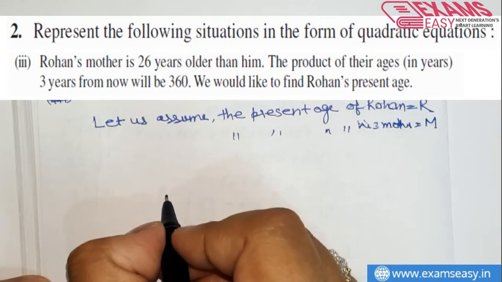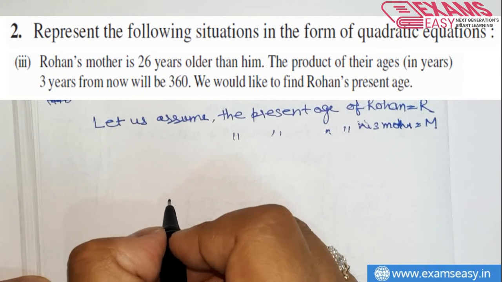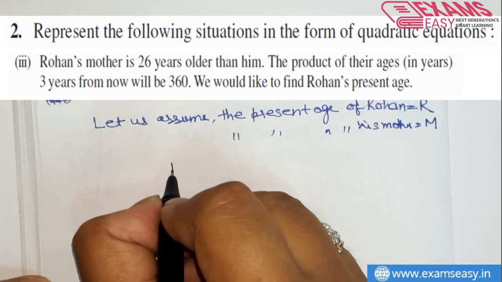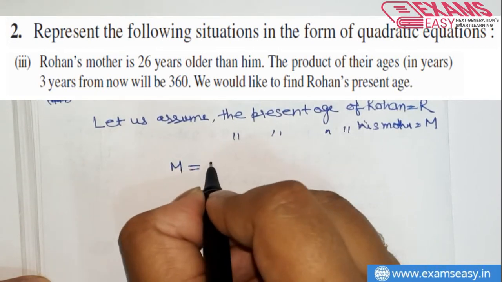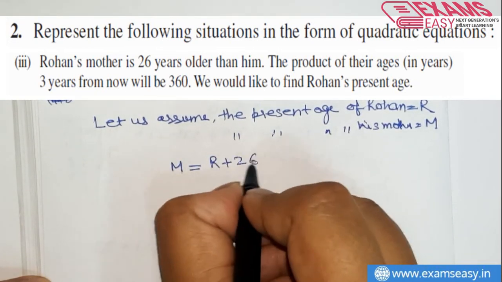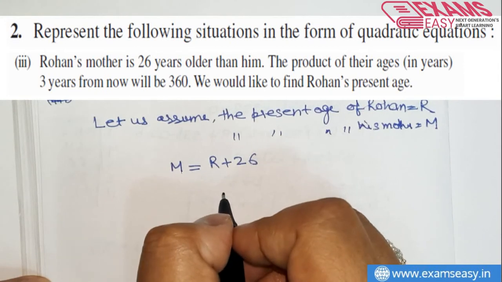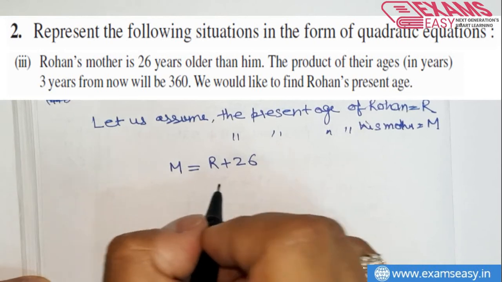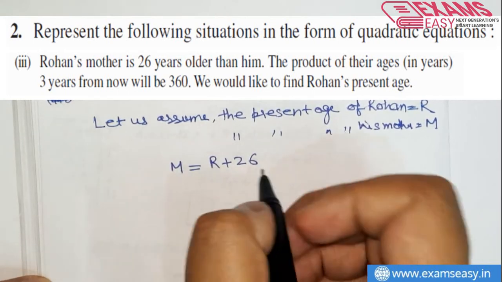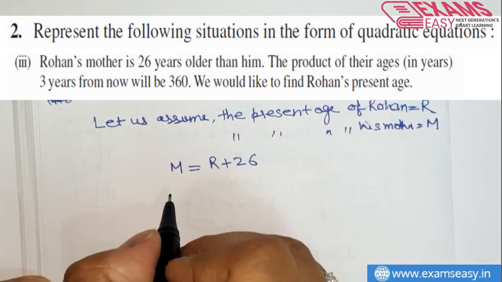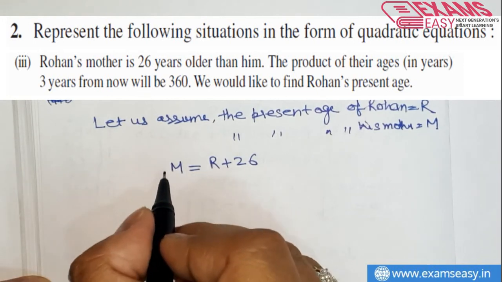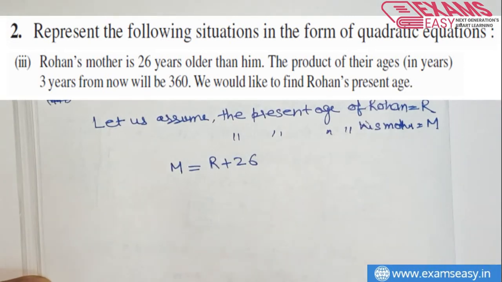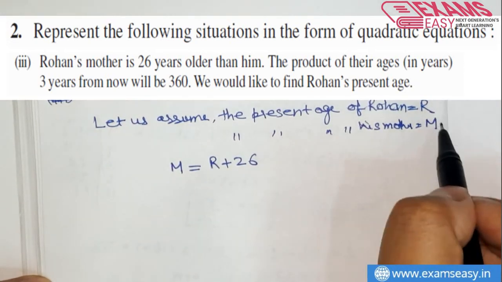Now in the question, Rohan's mother is 26 years older than him. That means mother's age is equal to Rohan's age plus 26 years. And further we are given that the product of their ages 3 years from now will be 360. Now if we add 3 years to both the ages, that means Rohan's mother's age and Rohan's age, after 3 years they will be R plus 3 and M plus 3.